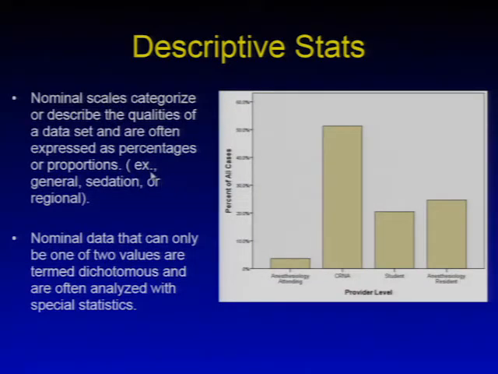Now, when we're talking about nominal data, we're usually talking about descriptions, and so these things are basically just expressed as percentages. So here we had provider level for intubation, say, divided up by practitioner, and you can see that we would express these as percentages. I want you to keep in mind, though, that if you only had one of two values, like a male-female or like a yes-no, then you would usually use specialized statistics, and we'll talk about those a little bit to come.